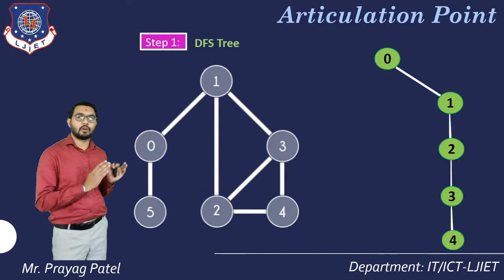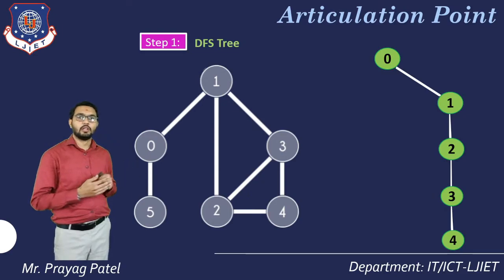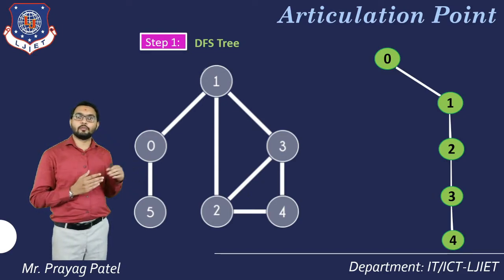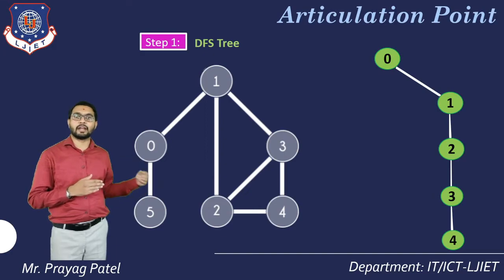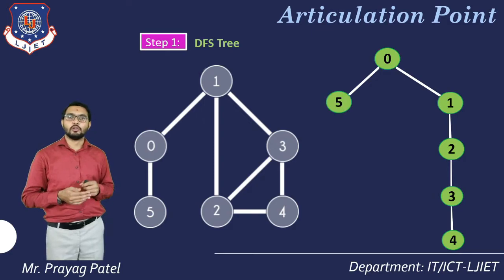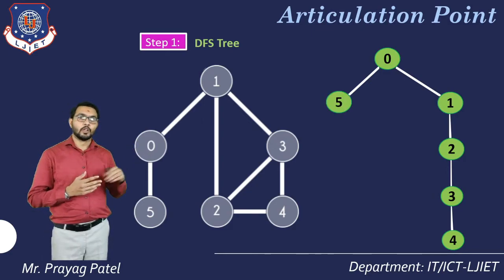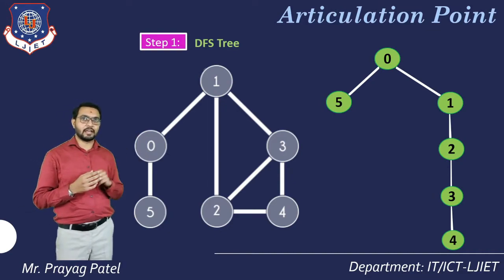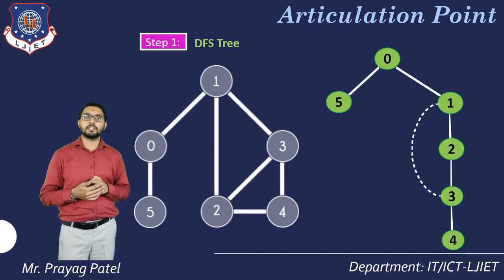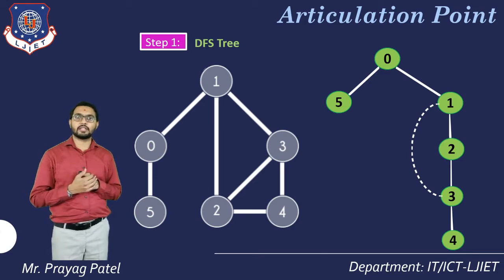Now at the 4th node, there is no remaining node connected to 4. So you backtrack to 3, then backtrack to 2, then backtrack to 1, then backtrack to 0. After 0, consider the next path as 0 to 5. So consider this as the DFS tree. In the DFS tree, we cover each and every node. Now consider the back edges also in this tree.